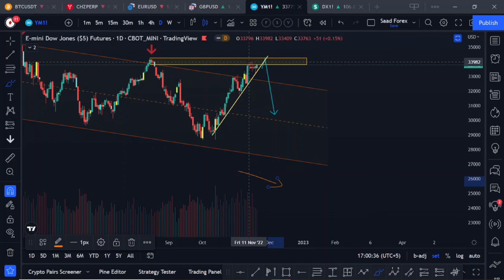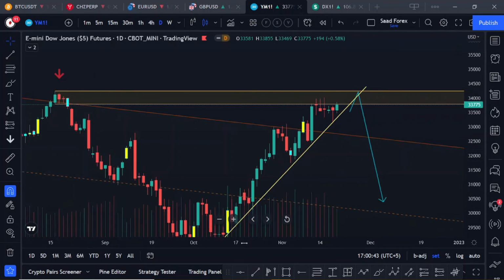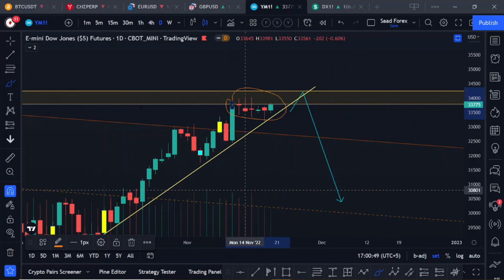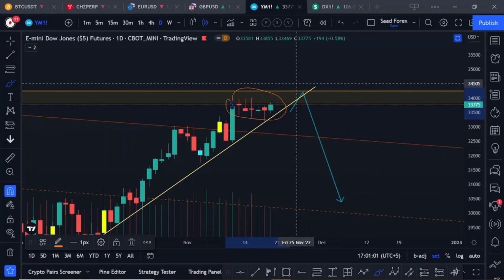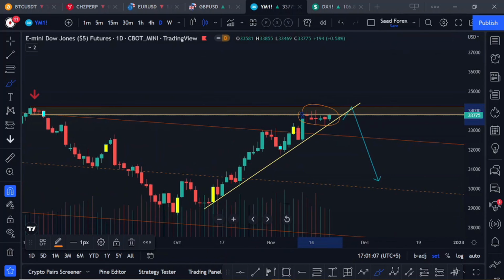So no one is accepting this area. You can look at those wicks. You can clearly see it. These wicks show indecision, not accepted by the buyers or the sellers. Not much to say about here. We will have to wait a few more days for the market to completely show its direction. But I'm bearish on it.